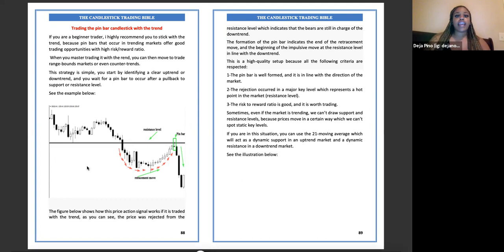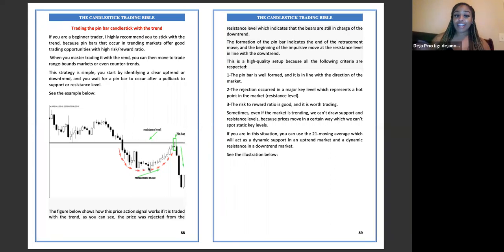So pretty much what it's saying is, guys, for this case, because you could wait for a pullback and maybe like, okay, it's going to pull back right here and then I can get in. But it's just saying, wait for it to come to that resistance level and give you that pin bar confirmation. Wait for that confirmation, then you can hop in. So it says the formation of the pin bar indicates the end of the retracement. Okay, write that down. This book is getting saucy. It says, the pin bar indicates the end of the retracement move.